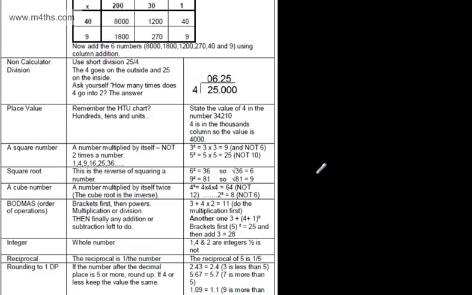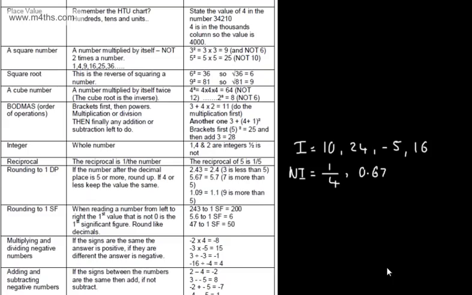So integers now, and I'll write some out. We could have 10, we could have 24, we could have -5, we could have 16. A non-integer, and I'll just put it as NI, we might have 1/4. That is a fraction. It's not a whole number. We might have 0.67. That is not an integer. So integer simply means a whole number.